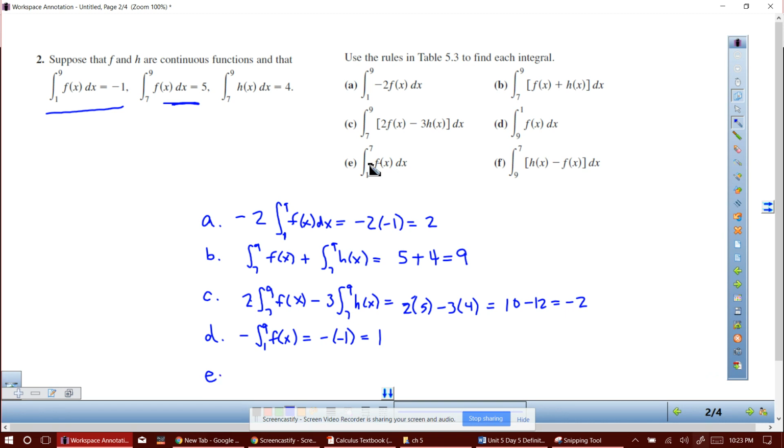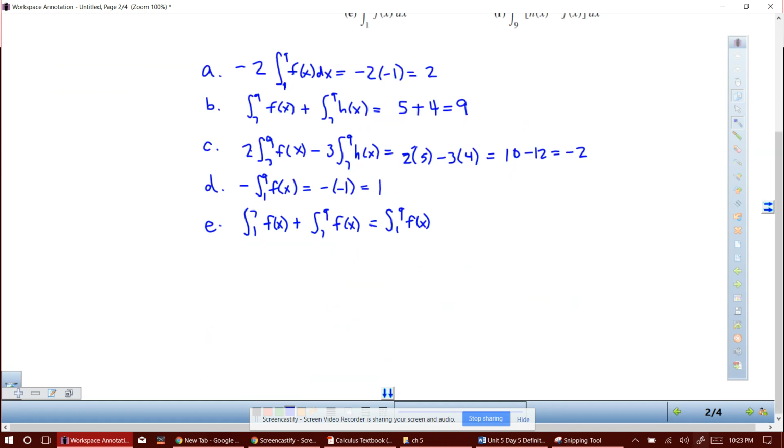In question E, it wants me to go from 1 to 7. This is what I know if I'm trying to get 1 to 7, again, about f of x. I know that if I want to do 1 to 7 of f of x, I can add 7 to 9 of f of x. Again, that's that little overlap rule. That has to equal the integral from 1 to 9 of f of x dx.